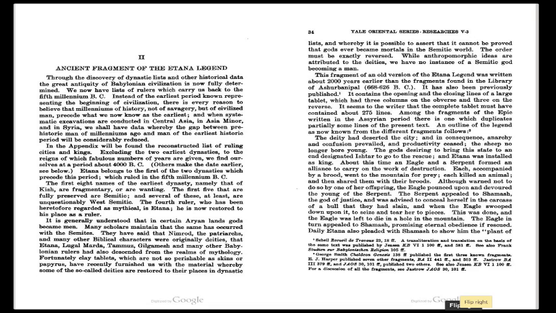Ancient fragment of the Etana Legend. Through the discovery of dynastic lists and other historical data, the great antiquity of Babylonian civilization is now fully determined. We now have lists of rulers which carry us back to the 5th millennium BC. Instead of the earliest period known representing the beginning of civilization, there is every reason to believe that millenniums of history, not of savagery, but of civilized man, precede what we know as the earliest. When systematic excavations are conducted in Central Asia, in Asia Minor and in Syria, we should have data whereby the gap between prehistoric man of millenniums ago and man of the earliest historic period will be considerably reduced.